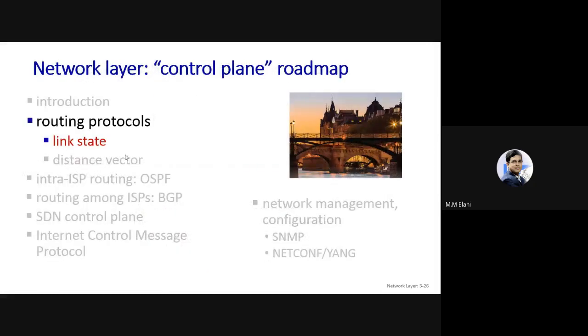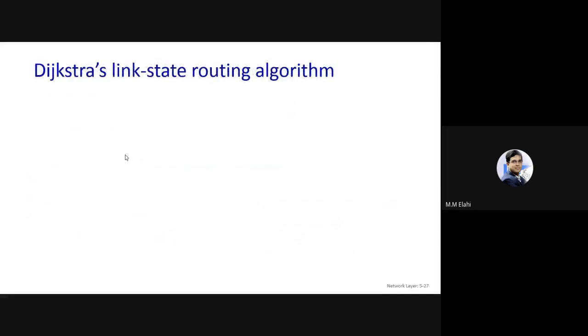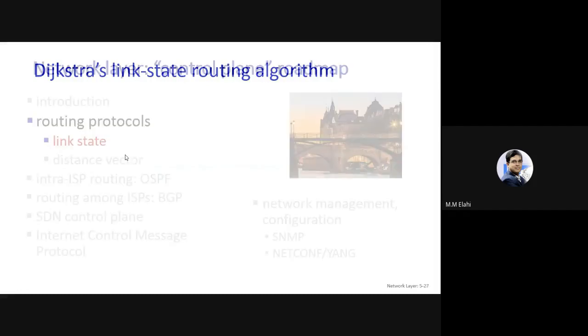So based on that, we can divide the routing protocols into two categories: link state and distance vector. I think we can stop here, and in the next class we will start with an example of a link state routing algorithm, called Dijkstra's link state routing algorithm.